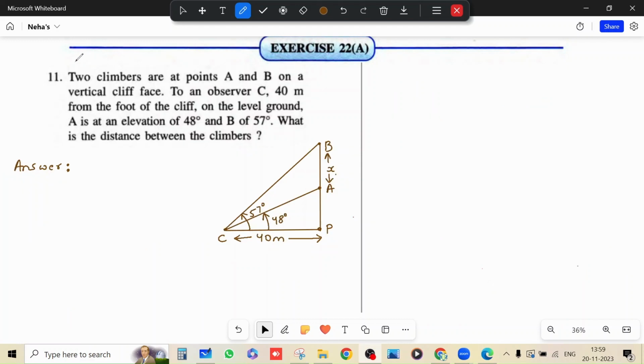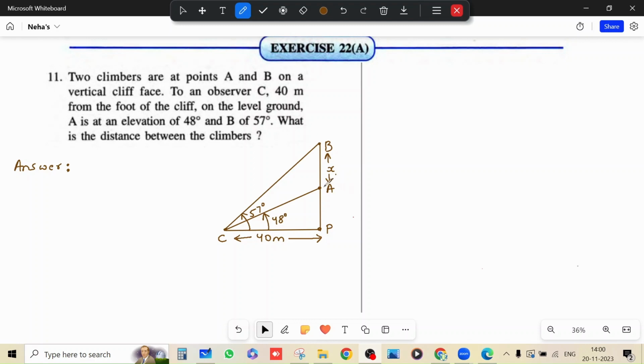Question number 11 is, two climbers are at points A and B on a vertical cliff face to an observer C 40 meter from the foot of the cliff on the level ground. A is at an elevation of 48 degree and B of 57 degree. So what is the distance between the climbers?